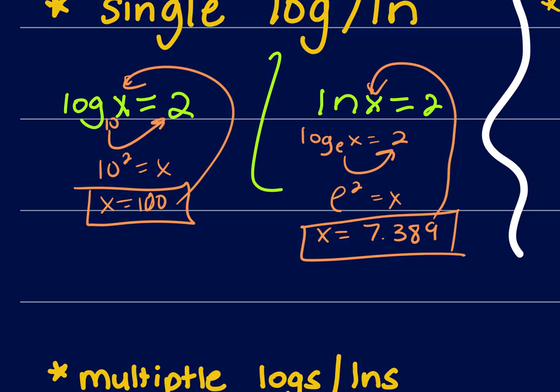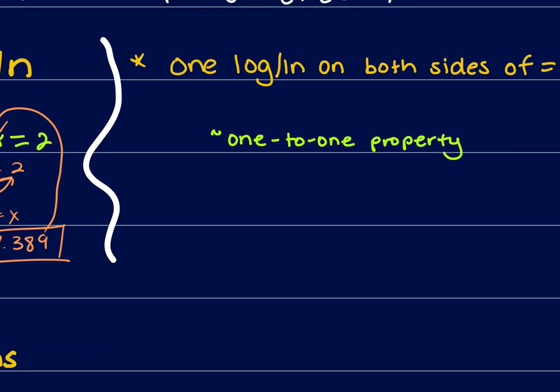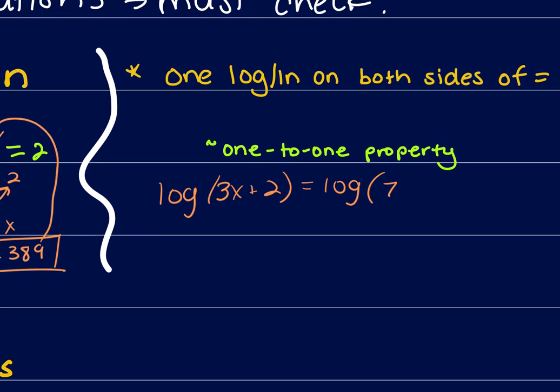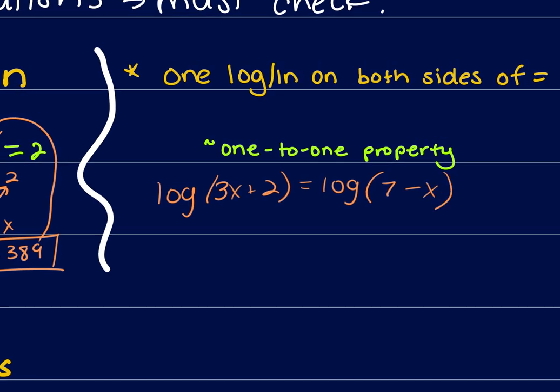Questions on either of those? So one log, convert to exponential, okay? The next kind was if there's an ln or a log on both sides. So if it said log of 3x plus 2 equals log of 7 minus x, okay? If it's the same log on either side of the equal sign, then we ignore the log.